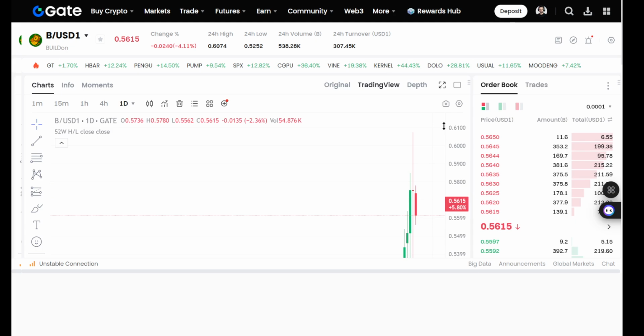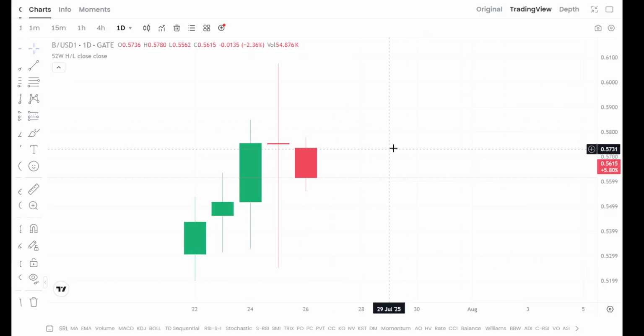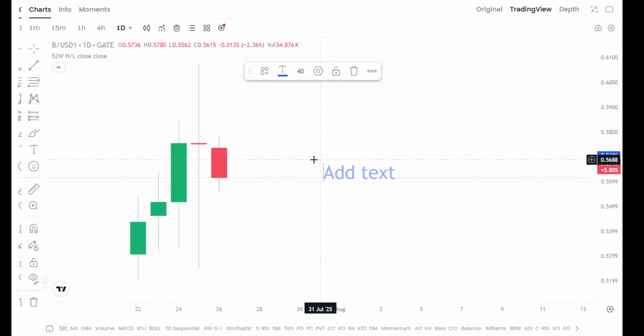And here is the chart. Let's zoom it, and let's move it here, and I am going to write the text here. We are doing spot trading.